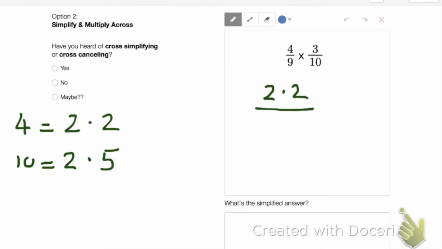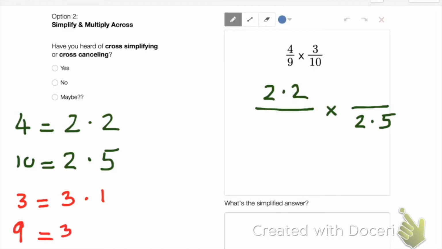And instead of writing 10, I will write 2 times 5. Okay. The next one, I realized that 3 and 9 have a connection, because 3 times 1 equals 3 and 9 equals 3 times 3. So instead of writing 3, I will write 3 times 1. And instead of writing 9, I will write 3 times 3. Any question? Yeah, we good?